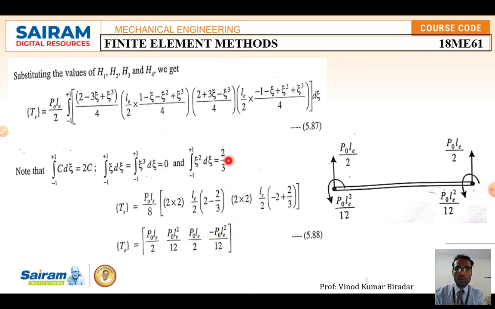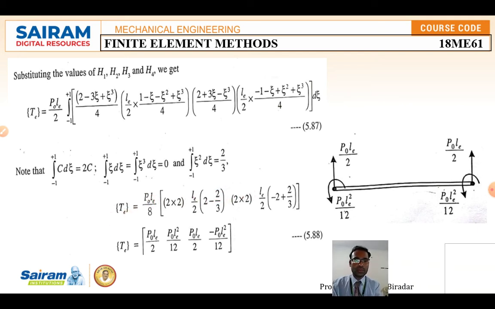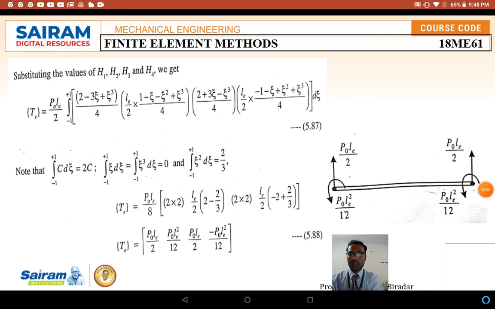Wherever zeta square d zeta is there, substitute the value 2 by 3. Wherever zeta cube is there, substitute the value 0. After substituting these values in this equation, finally you are going to get this equation. This equation is very important while solving the problem. You have to remember this equation.